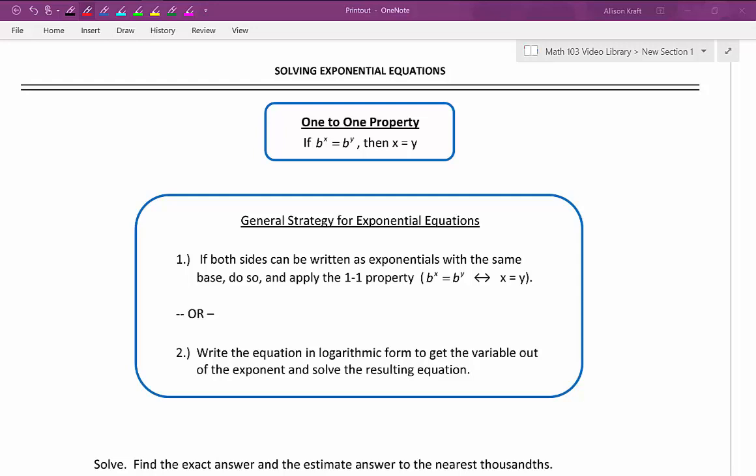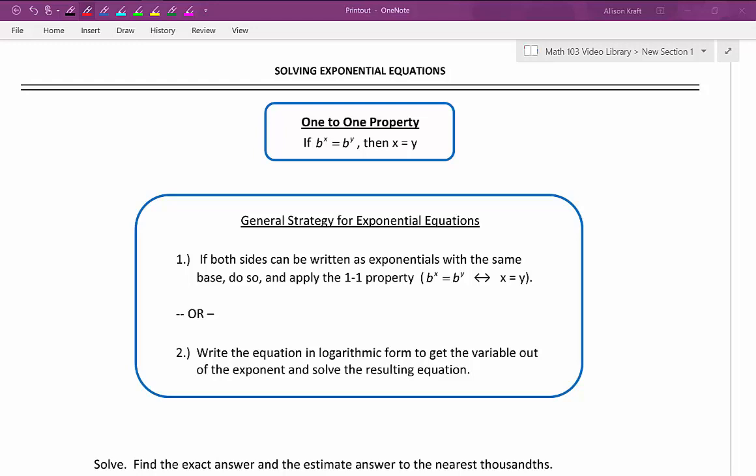In this video, we'll be solving exponential equations. I want to introduce a new property called the one-to-one property. It states if b to the x is equal to b to the y, then x equals y. So basically, if you can rewrite your equation with the same exponential base on each side, and there's only one term on each side, then you can simply set the exponents equal to each other.